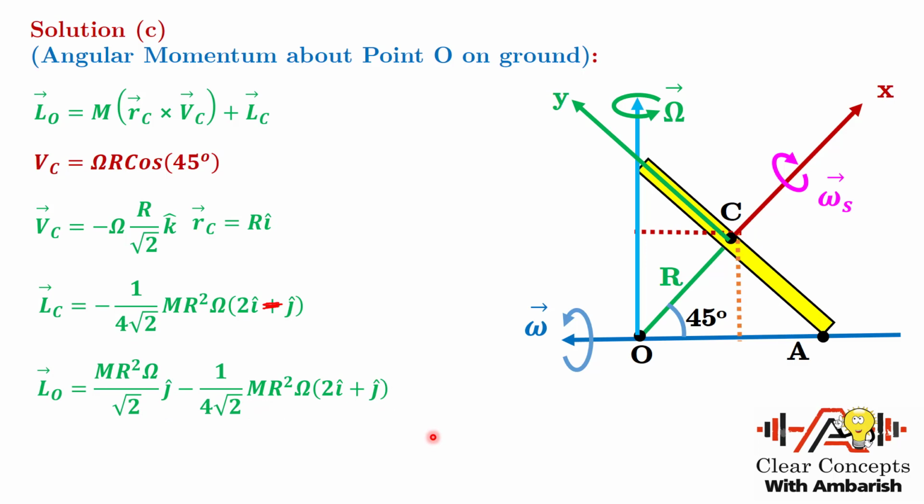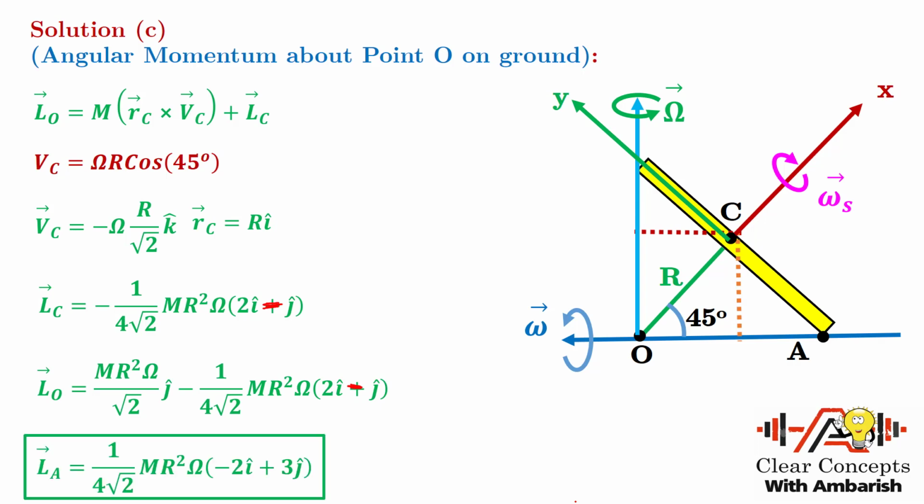Here there's a minus sign, so let me correct it over here. This is a minus sign over here. Now in the final expression also I'll need to make that correction. So what do we get? If you take 1 upon 4 root 2 common over here, the i cap coefficient is anyway going to be correct, but the j cap coefficient I need to collect properly.